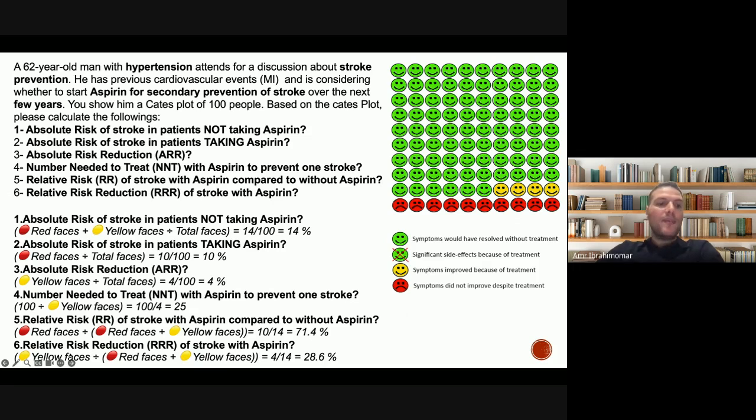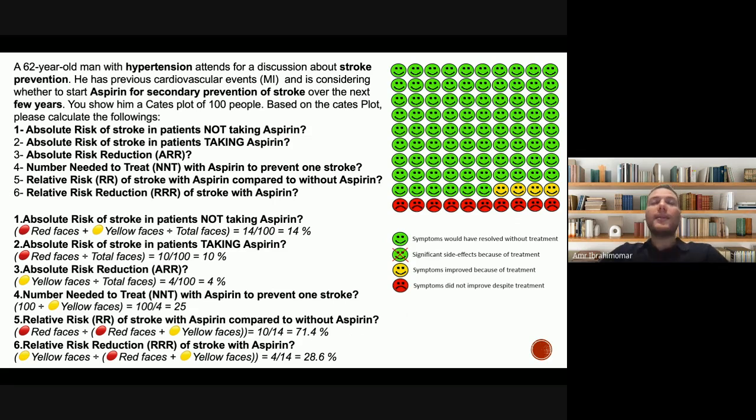Okay. If you would like it by faces, again, you will find the faces. For example, relative risk of stroke in the intervention compared to the control, or the intervention compared to without, is red faces divided by red faces plus yellow faces. Relative risk reduction will be yellow faces divided by red faces plus yellow faces. I hope, guys, it's clear. I hope now it is very easy for you.